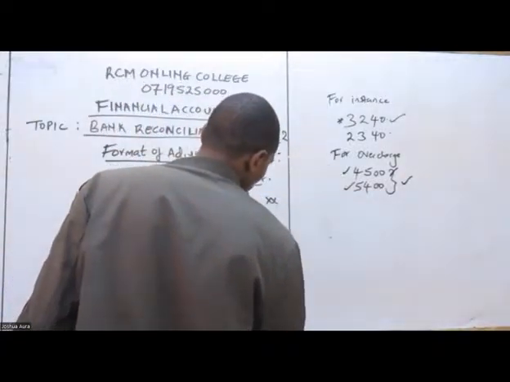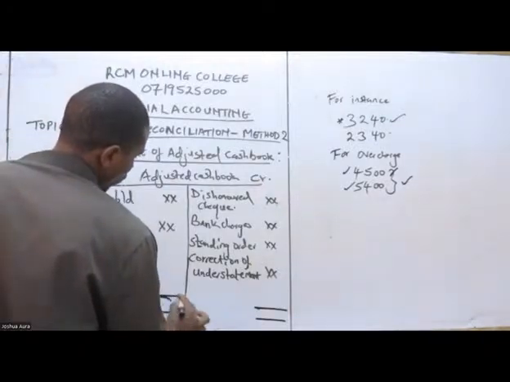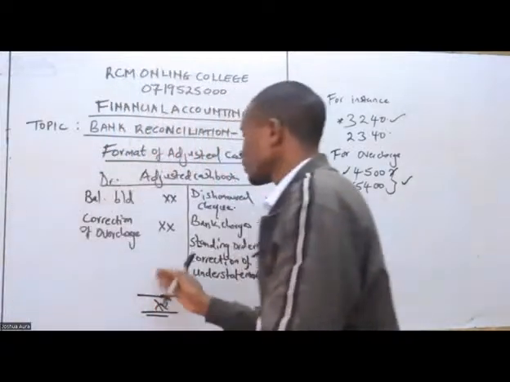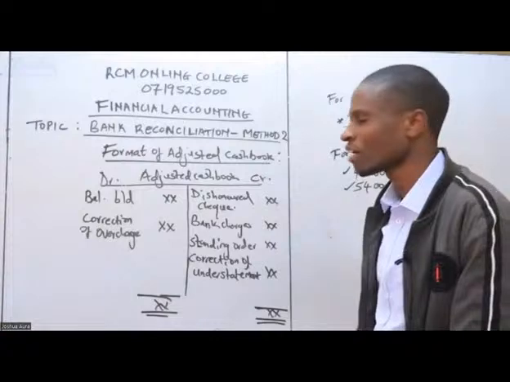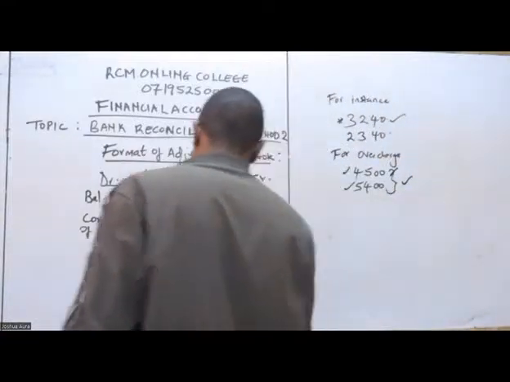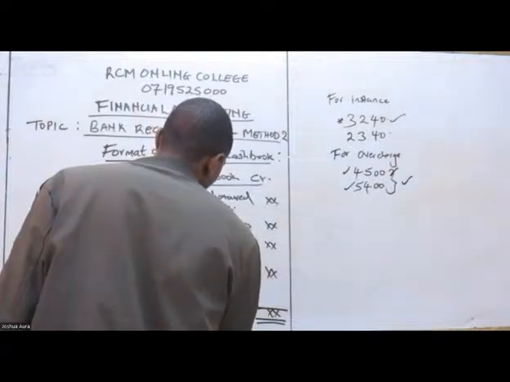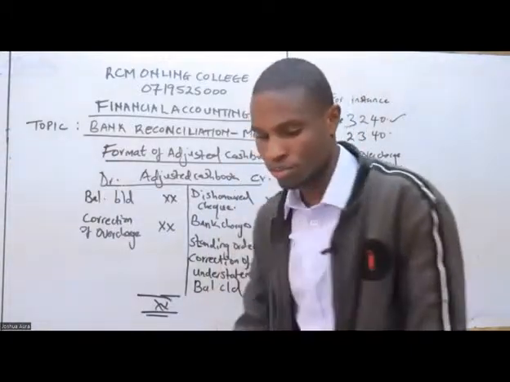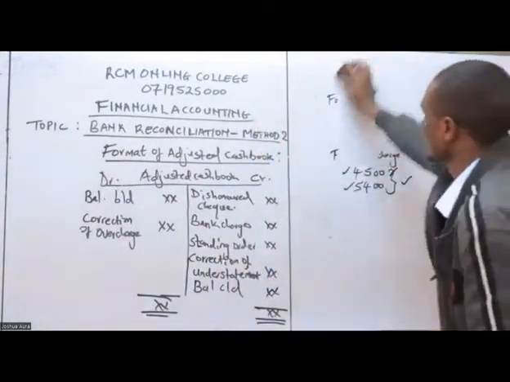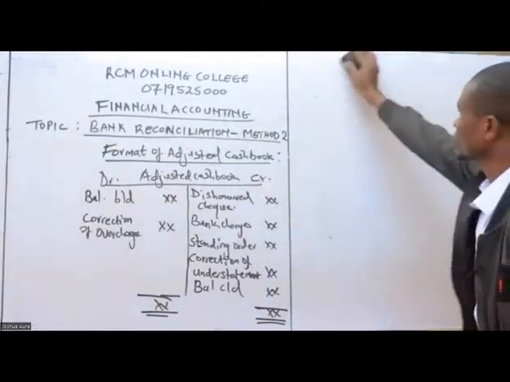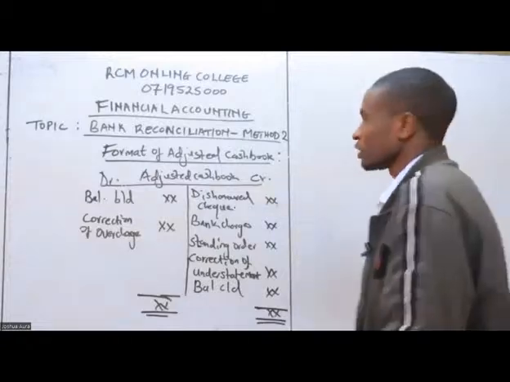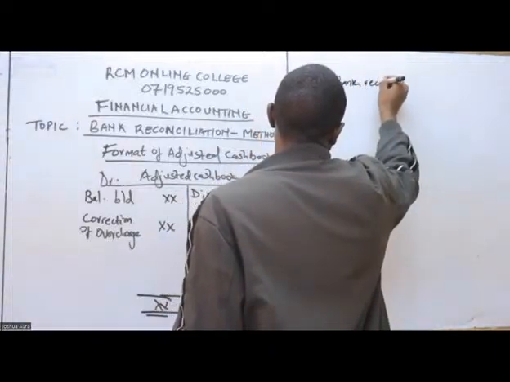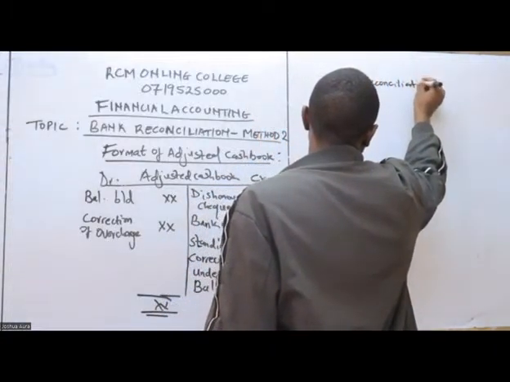So we can get the totals. After you get the total, you might have a higher value on the debit side compared to the credit side. So you have your balance carried down on the credit side. After that, you prepare the bank reconciliation statement.